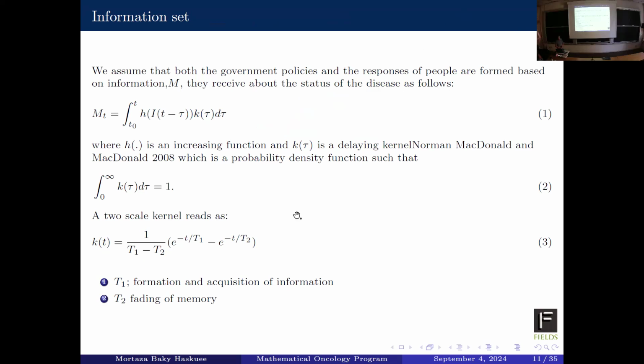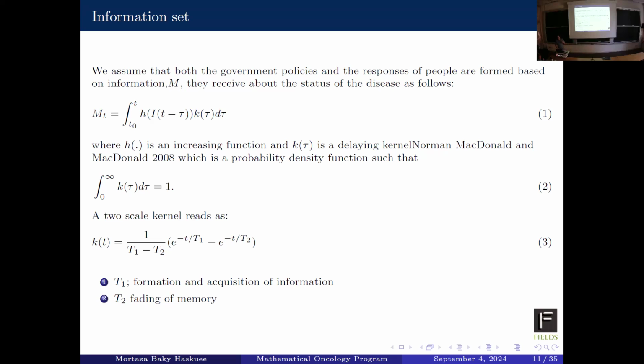As I mentioned, the government and also the people have a set of information. We assume this index for the set of information is the integration of h, an increasing function of I(t minus tau), and the kernel function. Here we assume a two-scale kernel function because the information is acquired, and also the second is assumed for the fading of the memory. You know that the information is collected regarding the infections. Here we mean the confirmed number of infections.